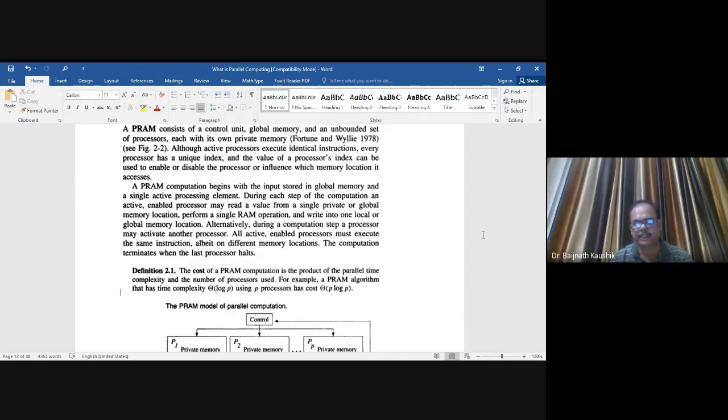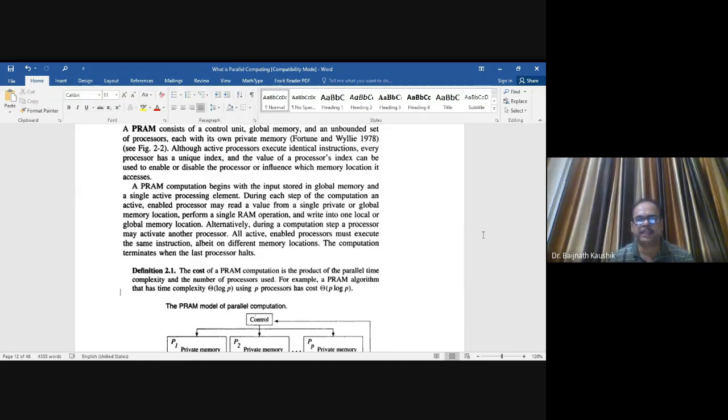As we have discussed, a PRAM computation begins with the input stored in shared global memory, and initially a single active processor is there, which computes the required number of active processors, and then it loads the other processors. Then all other processors perform their computation of reading the data, performing the computation, and writing the results into the same shared global memory simultaneously.